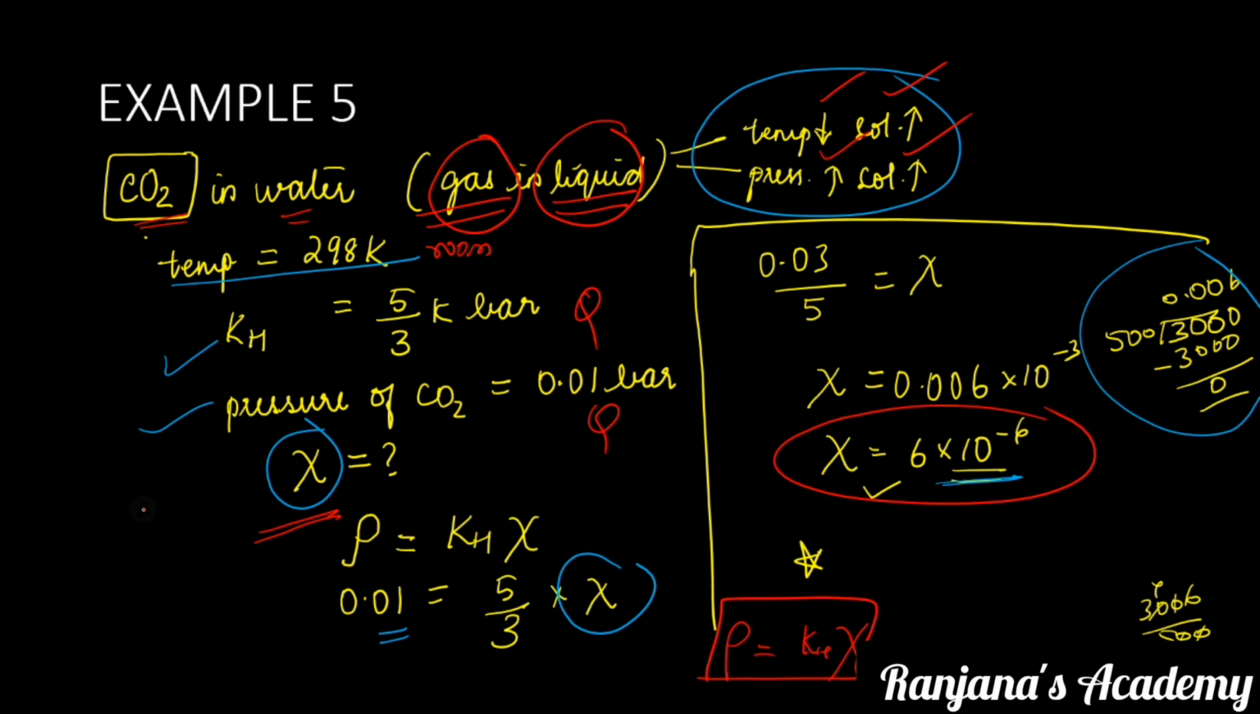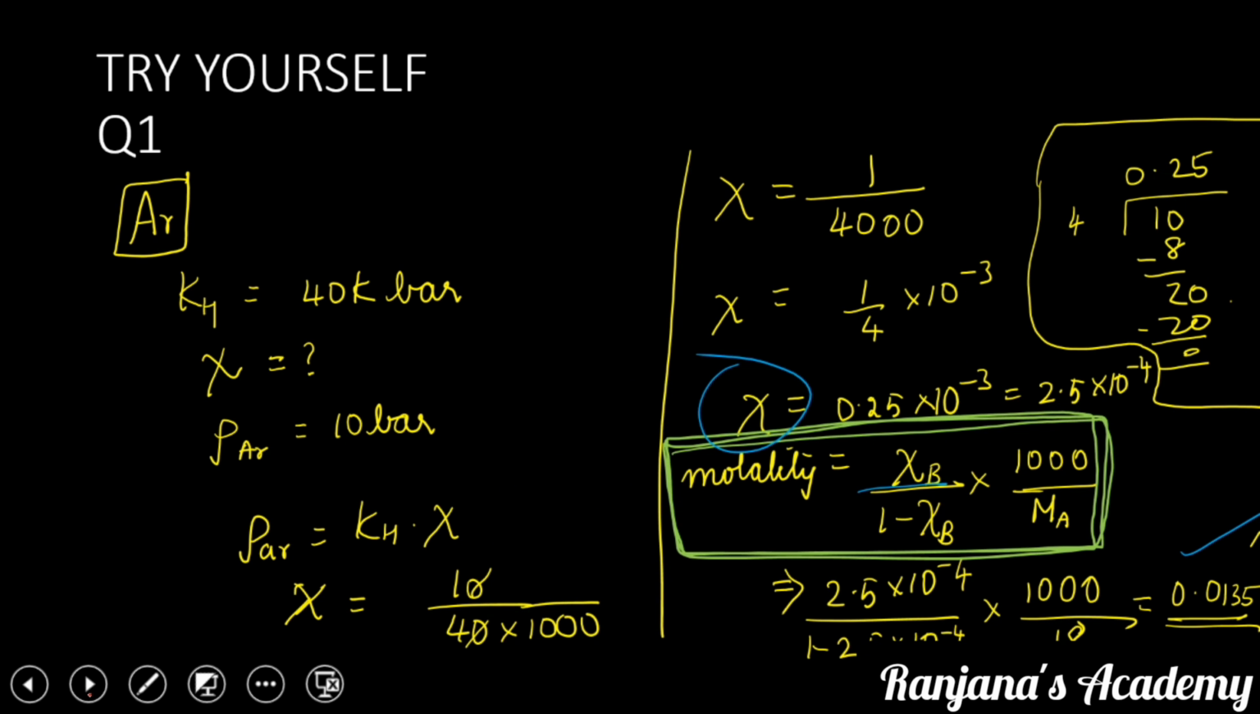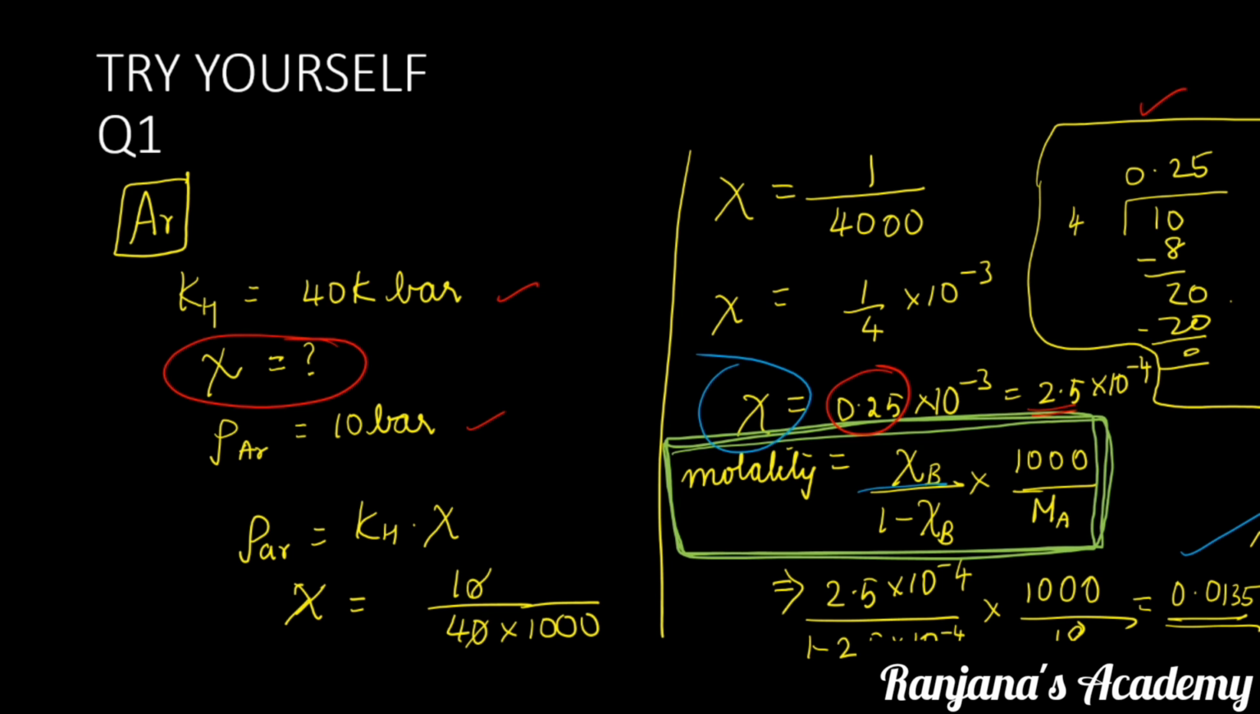I'll give you one more small example, that is argon gas. Again, they have given you these two and they have asked you to find molarity. Sometimes after finding molarity alone, the question will not stop. They'll ask you to find molality. This is one special formula for it. Note it down: molality = (molarity of the compound) divided by (1 minus molarity of that particular compound) × 1000 by mass of that compound. You have to substitute the values to find the molality.